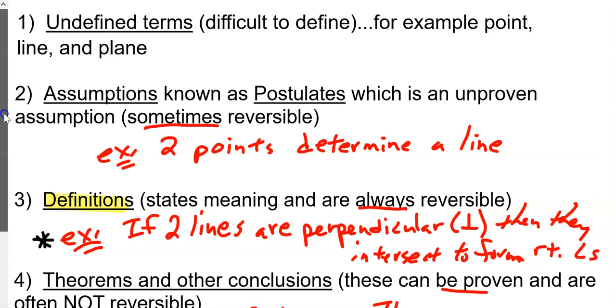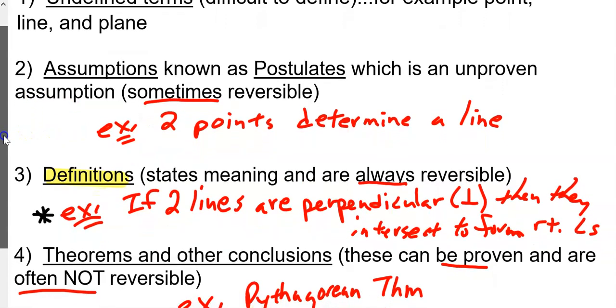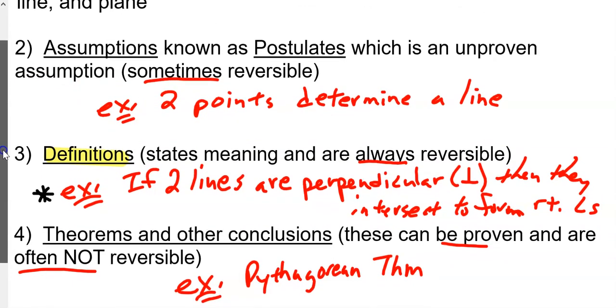Definitions state meaning and are always reversible. So that's an important little note there. Always reversible. So an example of this, if two lines are perpendicular, then they intersect to form right angles. And again, you can reverse that. So if two lines form right angles, then they are perpendicular. Okay, so perpendicular, that little upside down T there as well. So again, they form right angles.